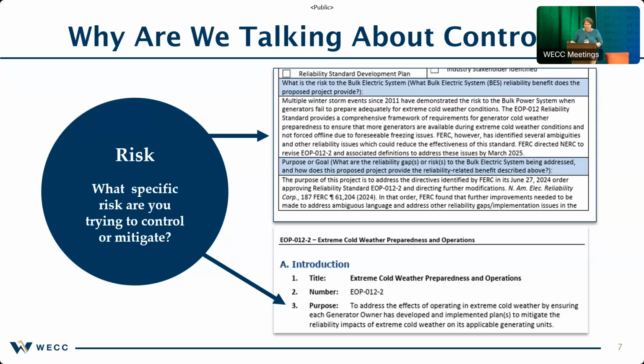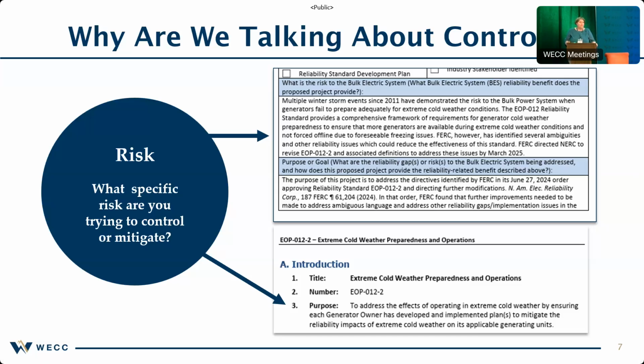So in this case, I've put up EOP 12. The risk statement in the SAR is the risk to the BPS when generators fail to prepare adequately for extreme cold weather conditions. And from the purpose statement of the standard, the effects of operating in extreme cold weather. Again, this equates to your higher level risk mitigation objective. That is the mitigation of the risk identified as applying across the industry. This doesn't address risks specific to your organization necessarily.